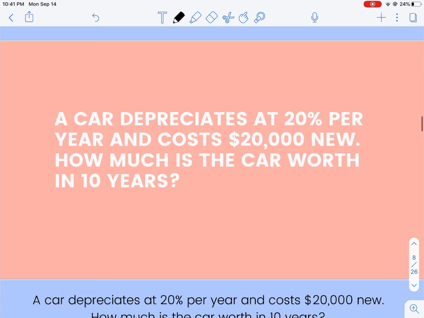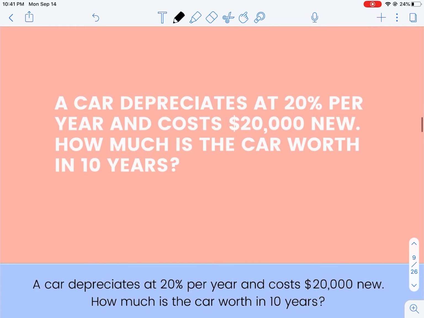So here we go. A car depreciates at 20% per year and costs $20,000 new. How much is the car worth in 10 years? Okay, so 10 years is kind of a long time, but not that long in the lifespan of a car. So we've got, depreciates at 20% per year. Every year it's worth 20% less than it was the year before. And it costs $20,000 new. All right, let's think about this.